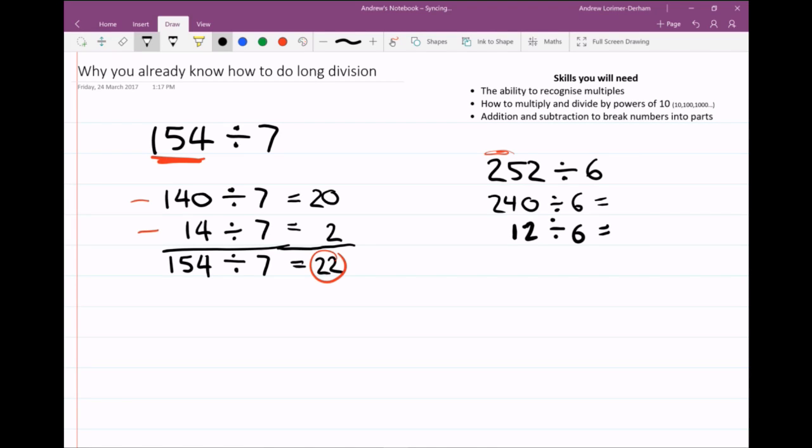And then all up, we've got 252 divided by 6. So 240 divided by 6, well, we know what 24 divided by 6 is. So we just pretend the 0 is not there for the moment. And 24 divided by 6 is 4. And then, because this is actually 240, we need to add a 0 on the end of our answer because the answer will be 10 times bigger. And 12 divided by 6 is just 2. And then we add these two together and get 42 as the answer.